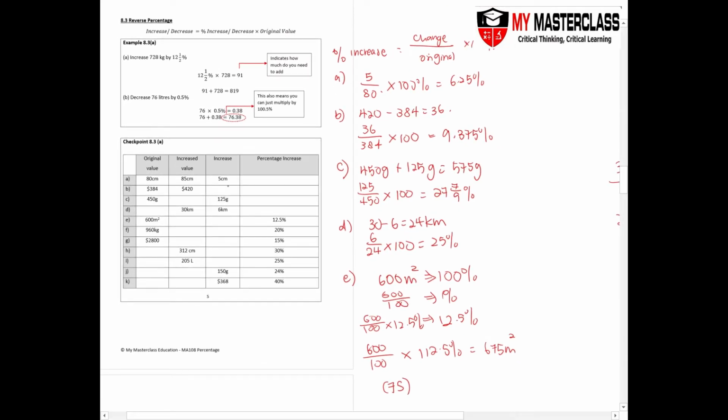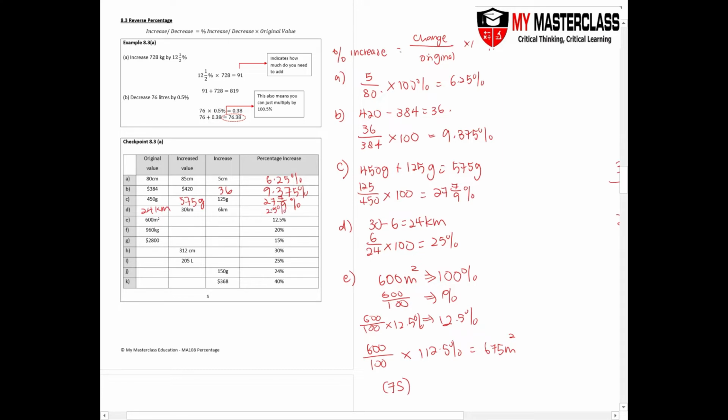So percentage increase for part A will be 6.25%. Part B would be 36 increase, and an eventual percentage increase of 9.375%. Part C, you are looking at the increased value of 575 grams with a percentage increase of 27.7 recurring 9%. It's okay if you give it in decimals, just remember to approximate it to 3 SF. And then your original value down here would be 24 kilometers, and your percentage increase will be 25%.